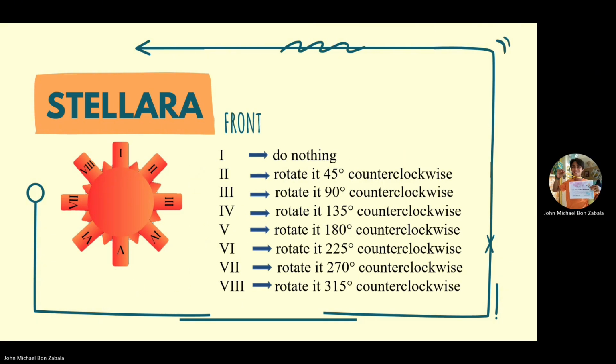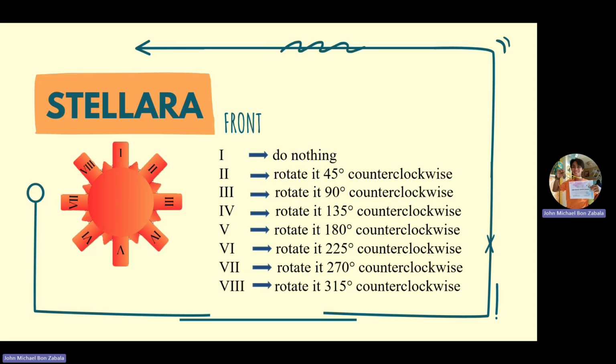This is the definition of each Roman numeral. At the front, we have the Roman numeral 1, or I, which means do nothing. The Roman numeral 2 defines rotate it 45 degrees counterclockwise. The Roman numeral 3 means rotate it 90 degrees counterclockwise. The Roman numeral 4 means rotate it 135 degrees counterclockwise.